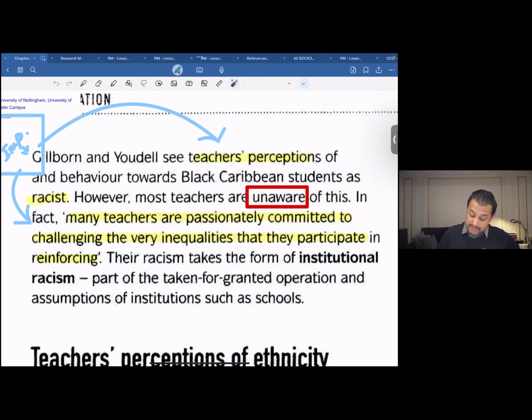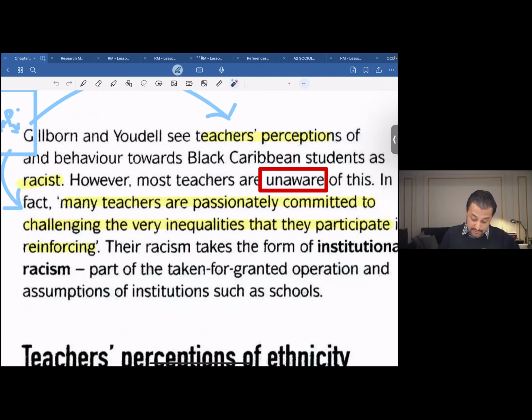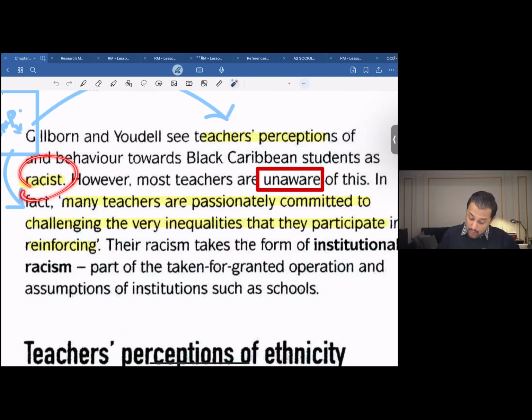So Gilborn and Youdell see teachers' perceptions of behavior towards Black Caribbean students as racist. However, most teachers are unaware. Now this is pretty important to understand. Most teachers are found to be unaware of this fact. Many teachers are passionately committed to challenging the very inequalities that they participate in reinforcing.